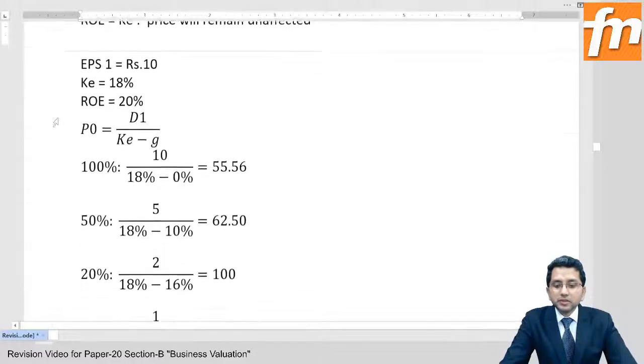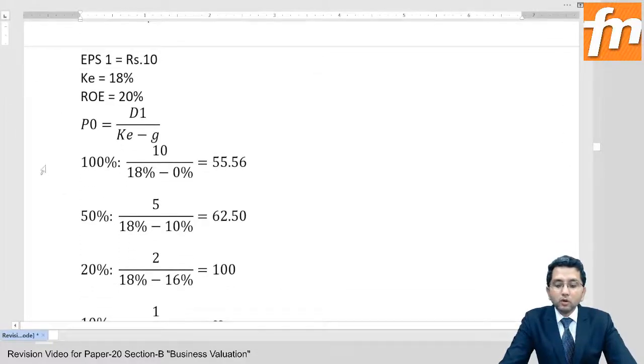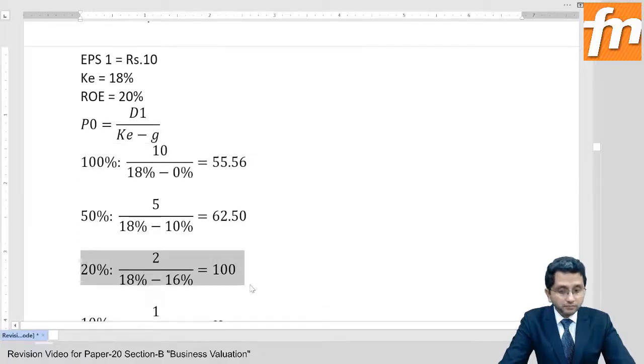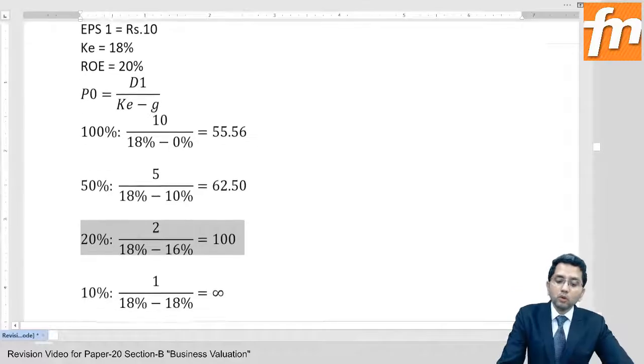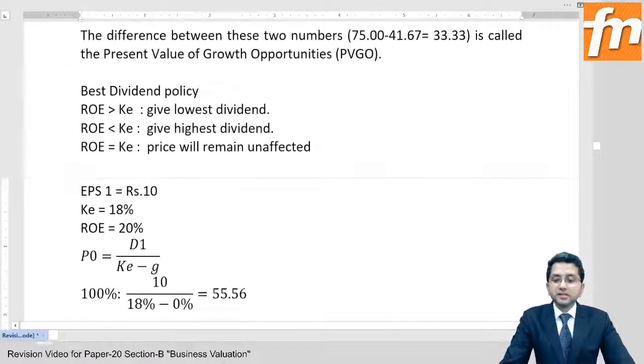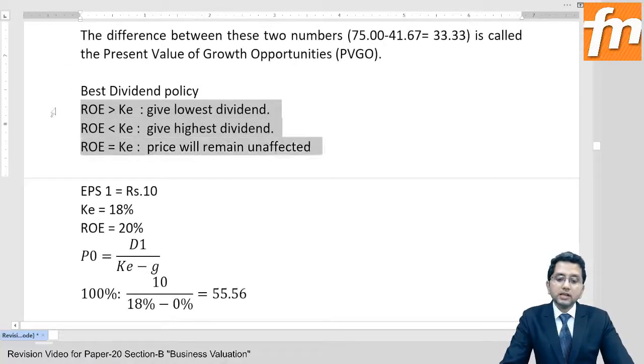Okay. So this is how the present value of growth opportunity rises. 100% payout means no growth. Here no growth was there. So the price was 55.56. Here growth was there. So price has gone up to 100 rupees. The difference is PVGO, present value of growth opportunity. This is something fantastic. You can keep in mind at least this point. You can create an example yourself and try to prove.